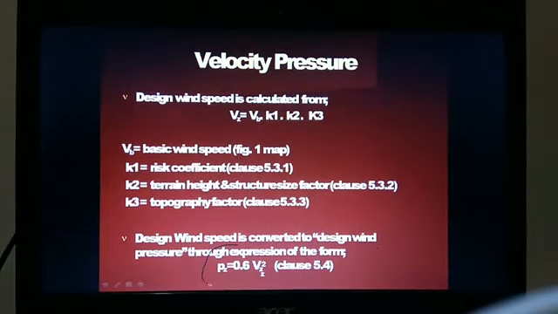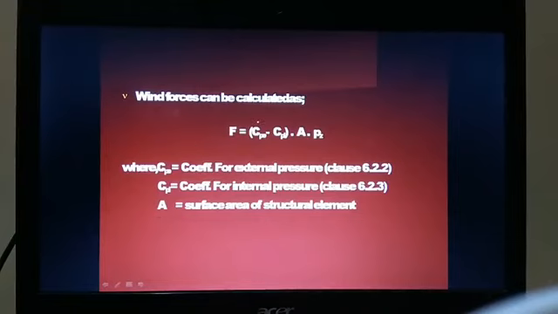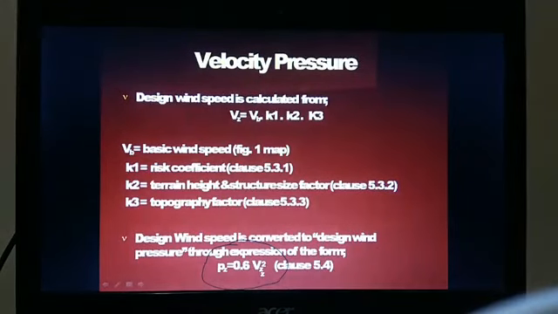So here you can see the wind pressure formula. Pz is equal to 0.6 Vz square. Vz is the design wind speed. Multiplying the square of this with 0.6, you get the wind pressure. This formula is also in clause 5.4 of IS 875 Part 3. So that is how to calculate the wind pressure based on the wind speed.